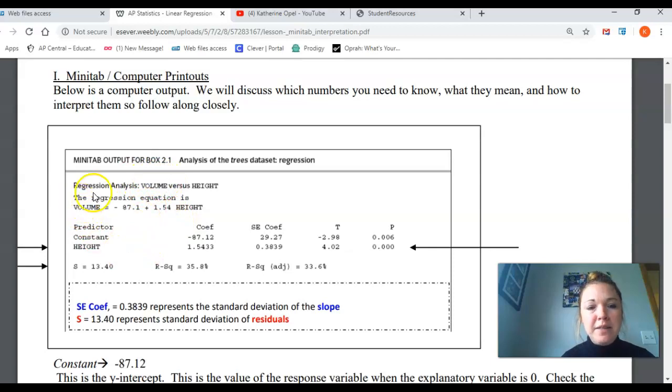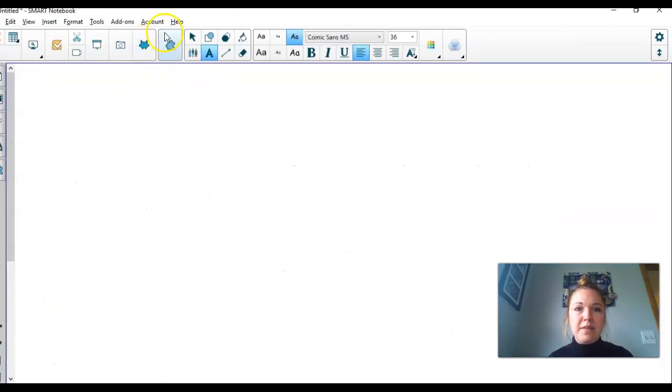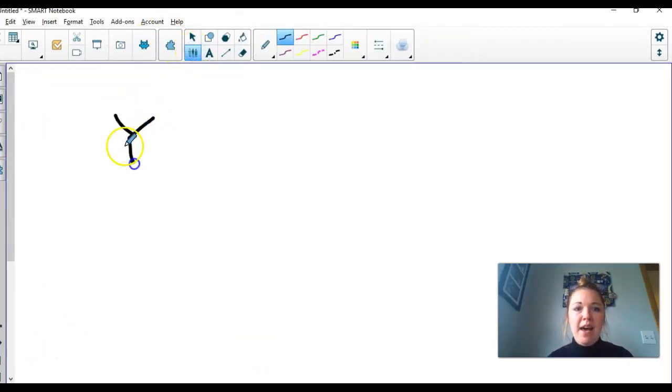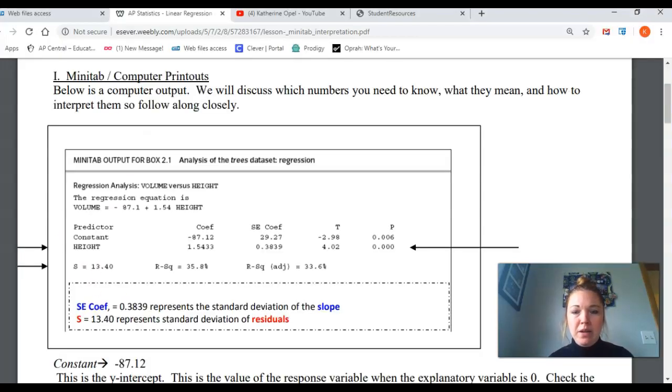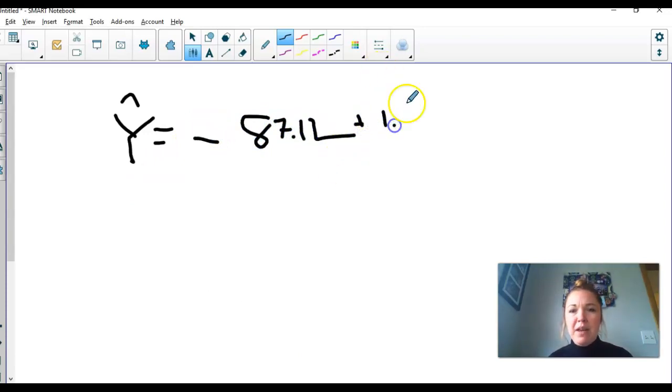So we would say our predicted volume is equal to the y-intercept, so right there, plus the slope, 1.54 times the height. So that's a nice way that you can label the variables. Another way you could write it, and this is going to look messy, is y hat is equal to, and then what was that slope? Negative, or y-intercept, negative 87.12. Wow, that looks sloppy. Plus, I think it was like 1.53. If I'm off, that's okay, you get the point.